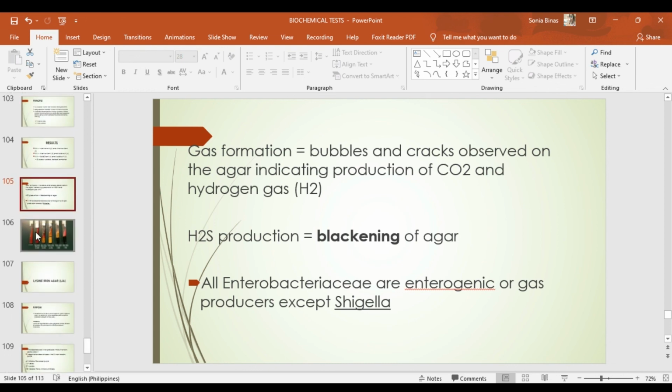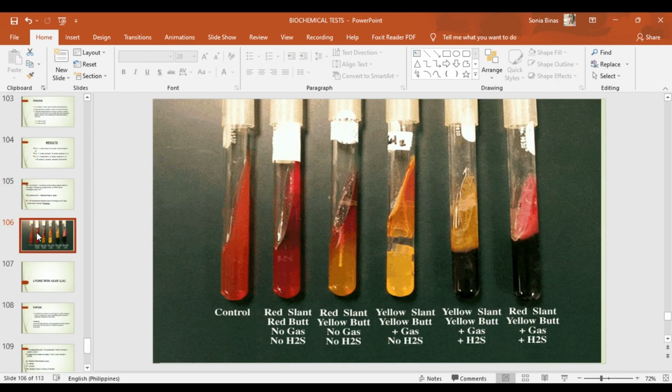Ano po? So, ito yung ating iba-ibang appearance ng ating TSI. So, etong may blackening dito sa may right part, ito yung ating mga H2S production or H2S positive organisms. So, meron siyang red slant, meron siyang yellow butt na hindi na masyado nakikita. Meron siyang gas or crack. And then, meron siyang H2S production.